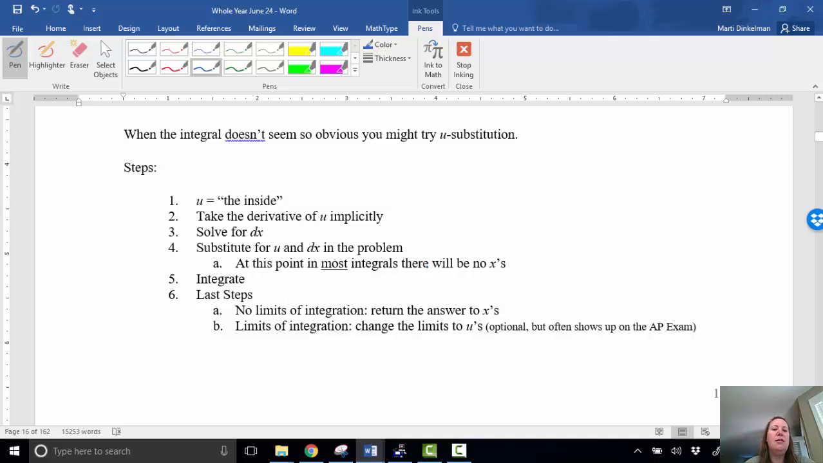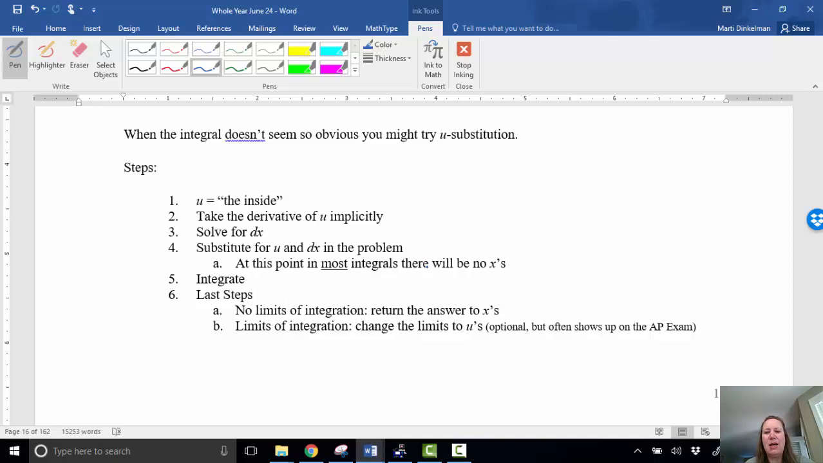We integrate, and then there's the last couple steps, and it depends on whether we have a definite integral, which is the ones that have the numbers on them, the limits, or if it's indefinite. If it's indefinite, we have to return our answer to x's. If it's a definite integral and has those limits, we want to change those limits to u's.